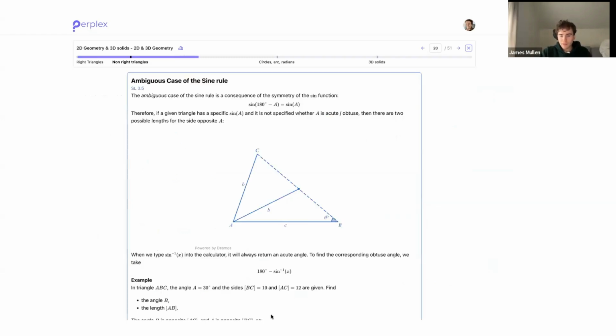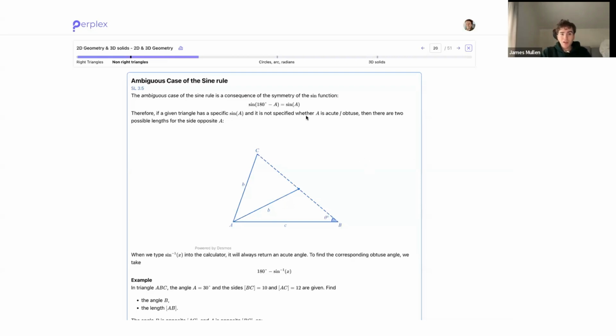Now I want to talk about something very tricky, which is the ambiguous case of the sine rule. This doesn't show up too often, but once in a while, every second year or so, it does show up on the exam, so you need to be familiar with it.